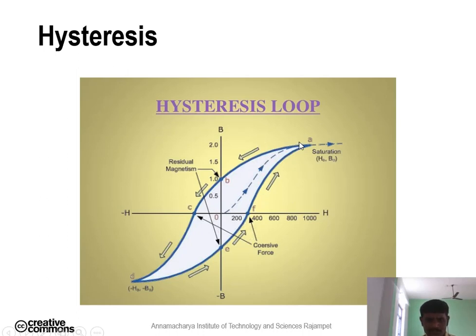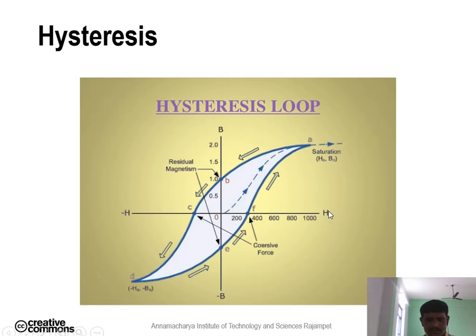So it has a positive B value and a positive H value. This magnetization is lagging behind H, even in the negative field, and that is known as the BH loop or BH curve. For that, let us take a ferromagnetic material placed in the magnetic field H.